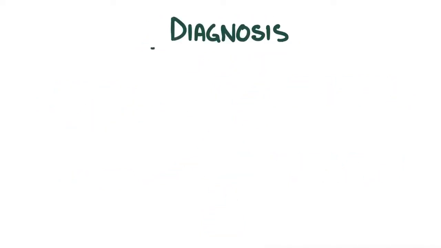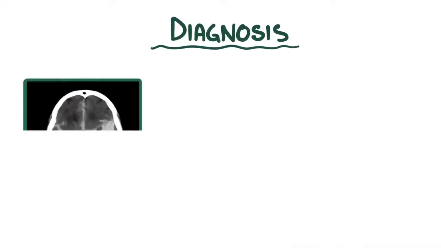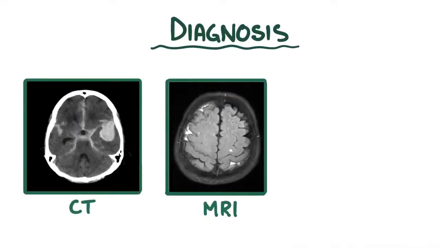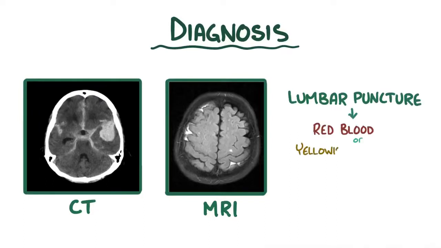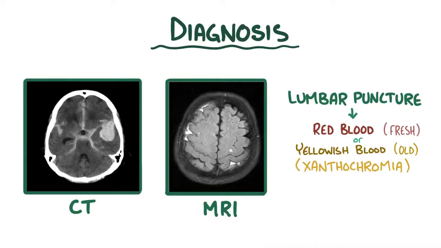The diagnosis of a subarachnoid hemorrhage is usually made with a CT or MRI scan, which usually shows blood pooling in the subarachnoid space around the damaged artery. Classically, a lumbar puncture will show red blood cells, or yellowness from bilirubin, called xanthochromia. That's because there may be fresh blood around the spinal canal, or old blood that's being metabolized and broken down.